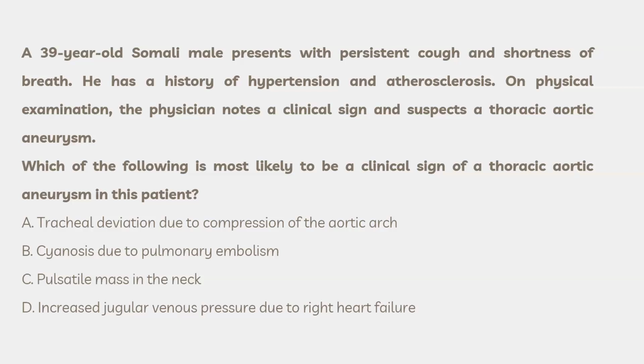Okay, let's move on. A 39-year-old Somali male presents with a persistent cough and shortness of breath. He has a history of hypertension and atherosclerosis. On physical examination, the physician notes a clinical sign and suspects a thoracic aortic aneurysm. Which of the following is most likely to be a clinical sign of the thoracic aortic aneurysm in this patient? What do you guys think?